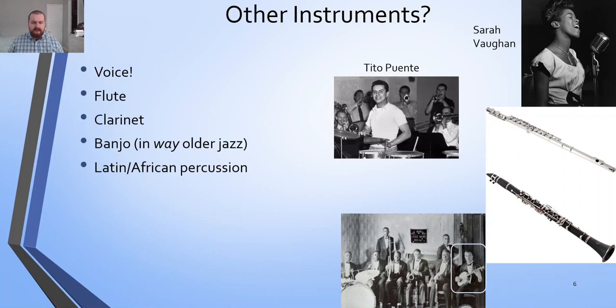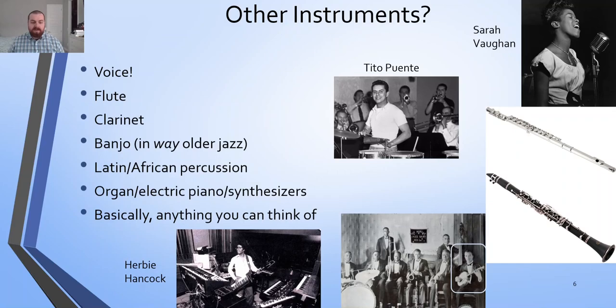Latin and African percussion. Latin jazz is a big related field of jazz, and you get lots and lots of Afro-Cuban, Latin American, African percussion. There's Tito Puente there. And then, of course, organ, electric piano, synthesizers. So there's Herbie Hancock there with his Ring. You've got synthesizers, electric pianos, Hammond organs. All are possibilities as a substitution for piano. But basically anything you can think of can count as a jazz instrument. If you look hard enough, you can find basically anything being used in a jazz setting.